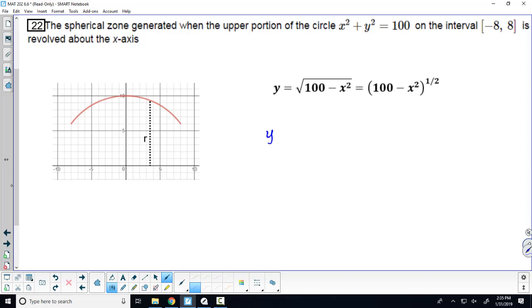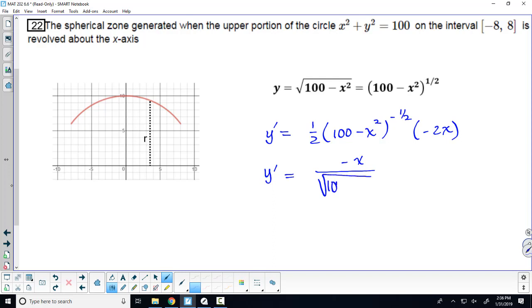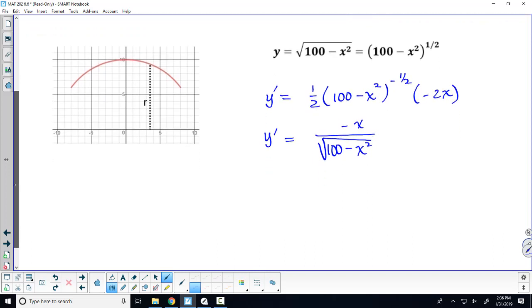Let's go through our process. Derivative, chain rule, so we get 1/2 (100 minus x squared) to the minus 1/2 multiplied by negative 2x, because that's the derivative of the base. Y prime will simplify to negative x divided by the square root of 100 minus x squared. And then we can go ahead and do the 1 plus y prime squared. So square that, add 1.